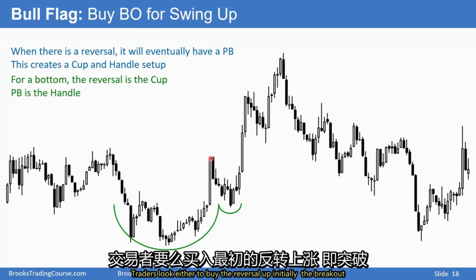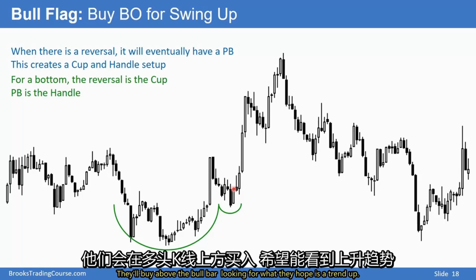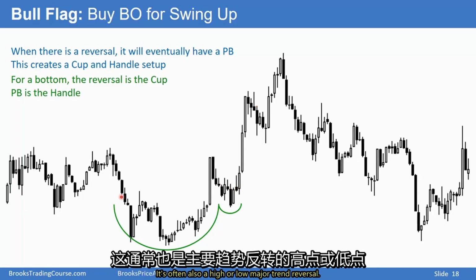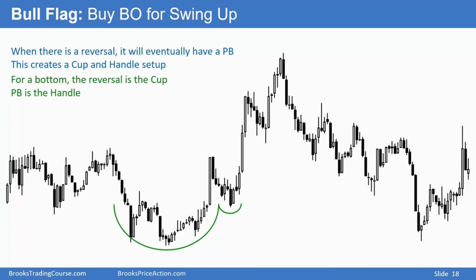Traders look either to buy the reversal up initially, the breakout, or the pullback from the breakout, the handle. They'll buy above the bull bar, looking for what they hope is a trend up. It's often also a higher low major trend reversal. We have a bear trend, a bull breakout, and a higher low.